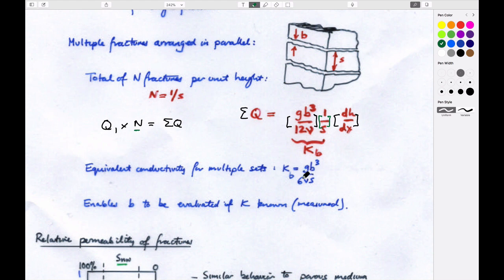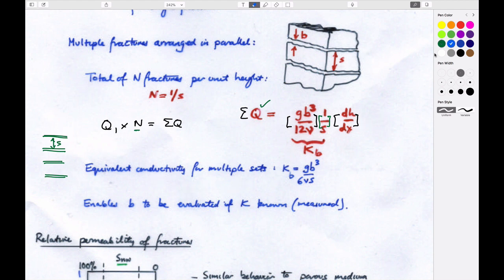And the reason why we switch from being 12 to this is that if you look at the flow in one set of fractures, which is this, then the flow rate is given by this magnitude, which is a factor of 12.